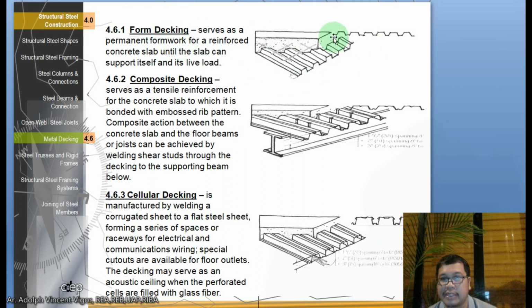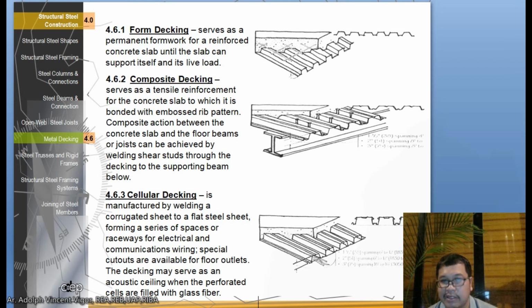Here is an example. Then you have the composite decking, which serves as a tensile reinforcement for the concrete slab to which it is bonded with an embossed rib pattern. Composite action between the concrete slab and the floor beams or joists can be achieved by welding shear studs through the decking to the supporting beam below.